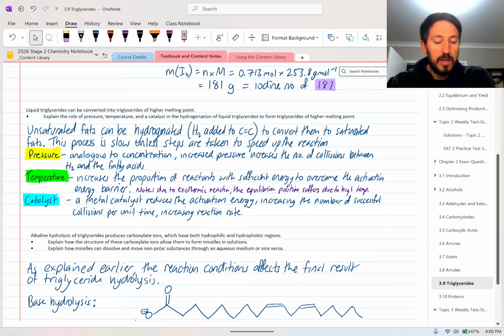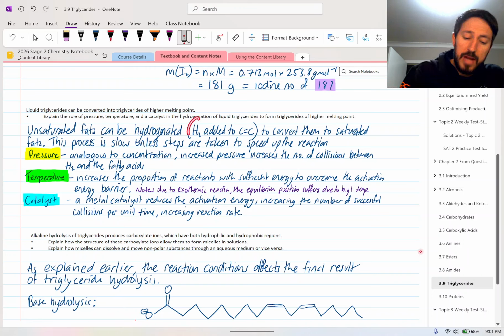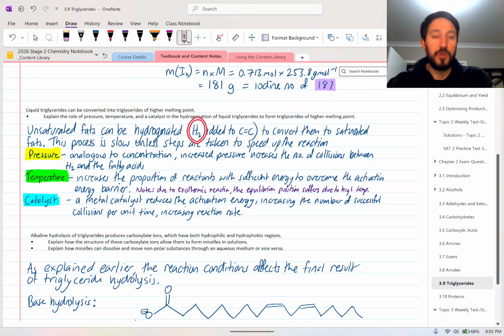Now, unsaturated fats, such as oils, ones that are classed as oils, which means they're liquid, can be converted into fats, so converted into saturated fats, where their double bonds have been saturated and they've got no double bonds anymore, via a reaction with hydrogen. So we call this being hydrogenated, and essentially you convert the double bonds into single bonds.